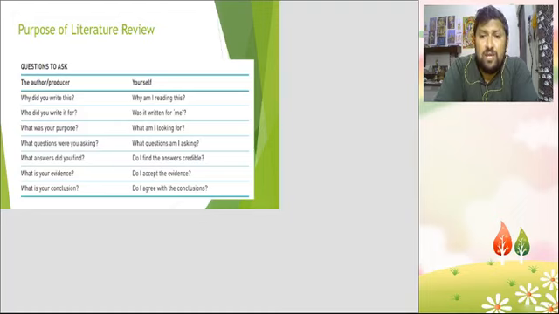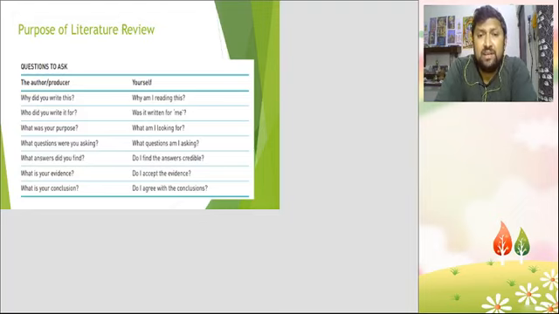Now, if you closely observe these questions asked to the author, one can find as if the researcher is doing a postmortem of that piece of work by that author. And the postmortem can be done only when you ask these questions and try to understand the lines and between the lines of that literature, of that work of that author. Then after that, the researcher should also ask questions to himself or herself.